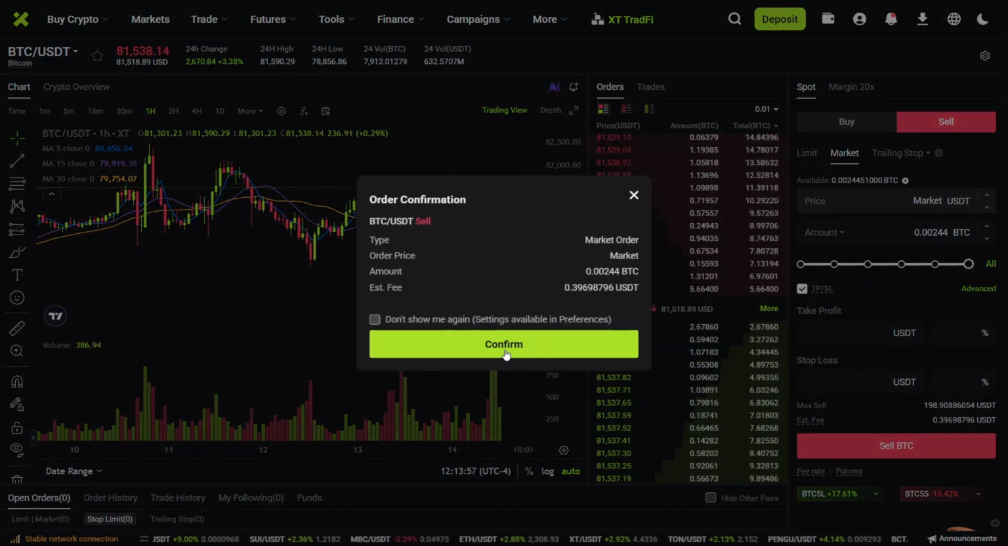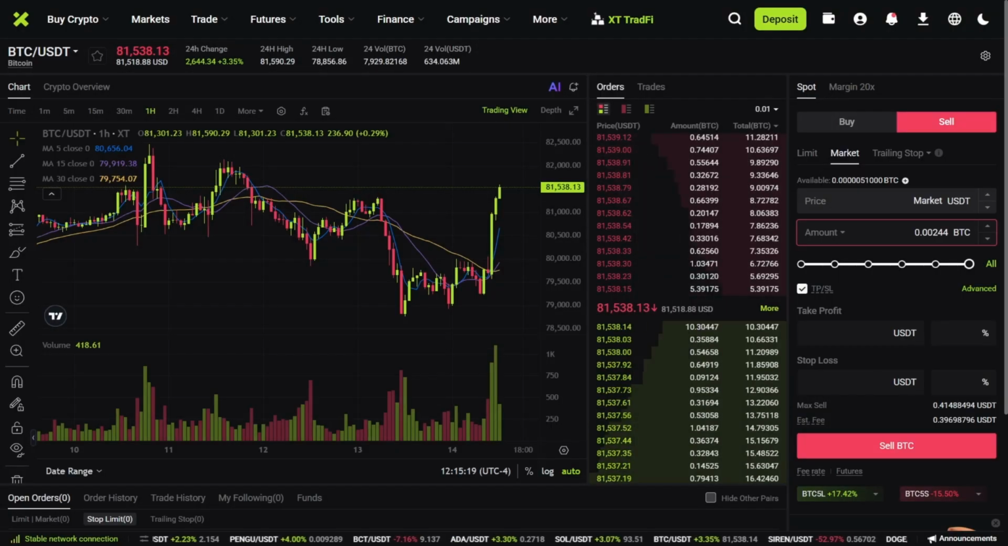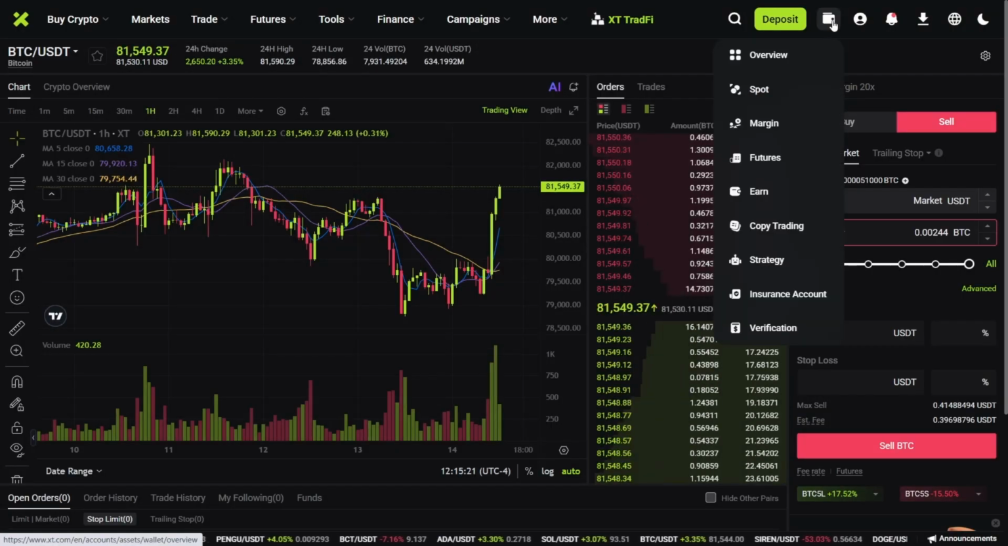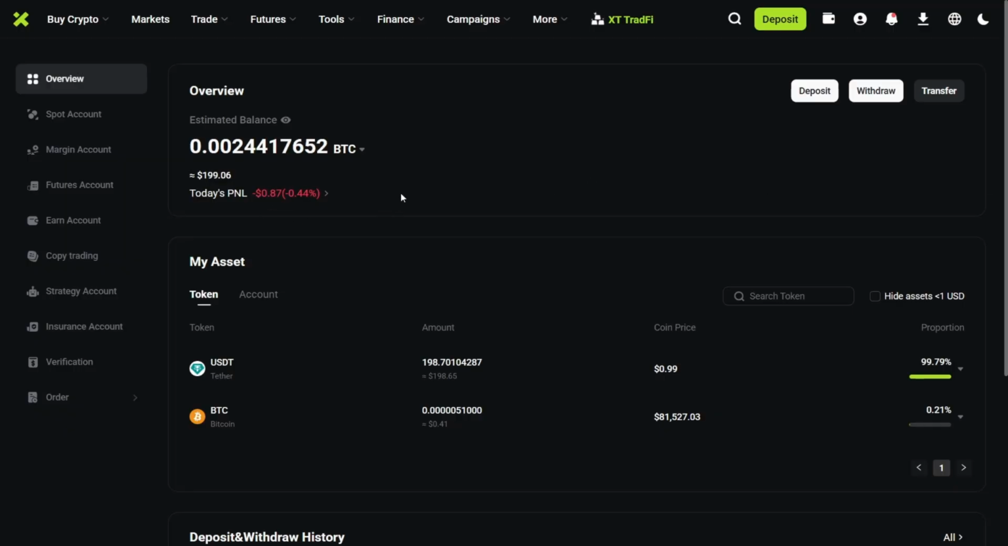Again, look at the details. We can see our estimated trading fee. So it'll be about 40 cents. And then we can confirm. To see how our trade did, we can head to our wallet, click on overview, and we can see our trade lost about 0.87 cents. So this wasn't the best trade for us, but you can't win them all.